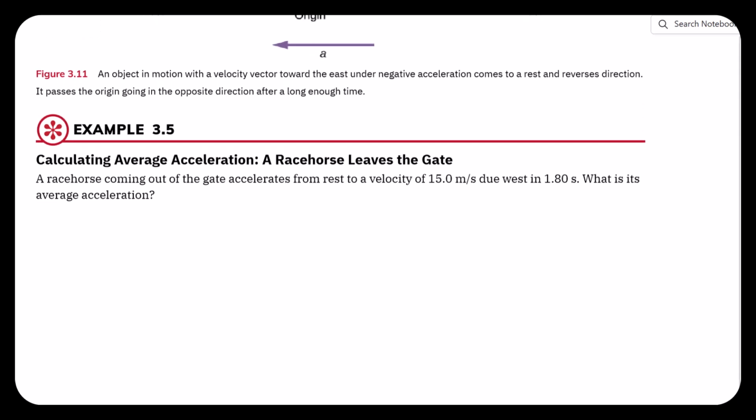Okay, a racehorse leaves the gates coming out. What is its average acceleration? Since it starts from rest and its final velocity is 15 at 1.8 seconds, starting at time equals 0, these are just slopes. Please don't go memorize formulas, because then you're not going to understand why they make sense. This is just a slope.